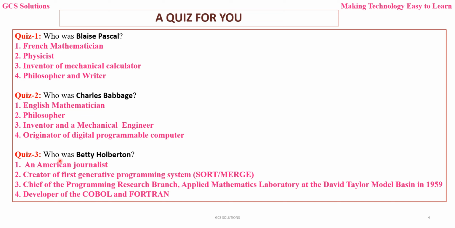Third question. Who was Betty Holberton? An American journalist, creator of the first generative programming system, chief of programming research branch, applied mathematics laboratory at David Taylor Model Basin in 1959, and developer of COBOL and Fortran. What do you think? Again, all 4 options are correct.